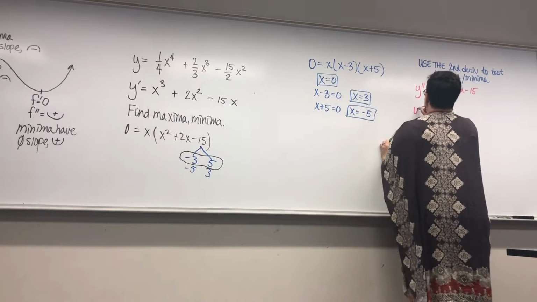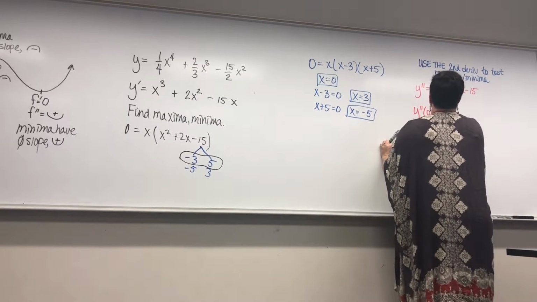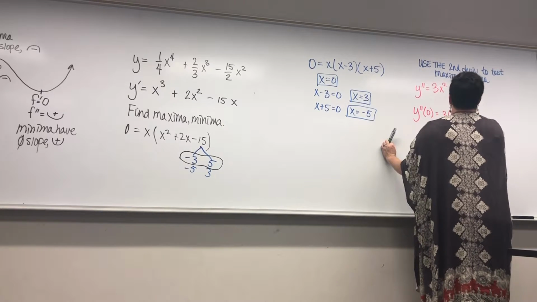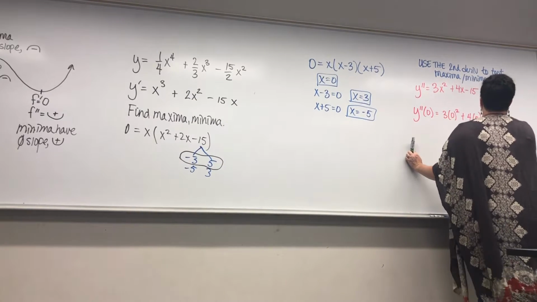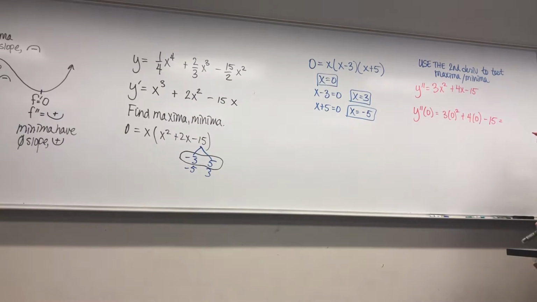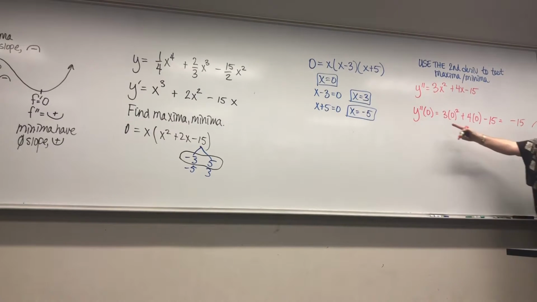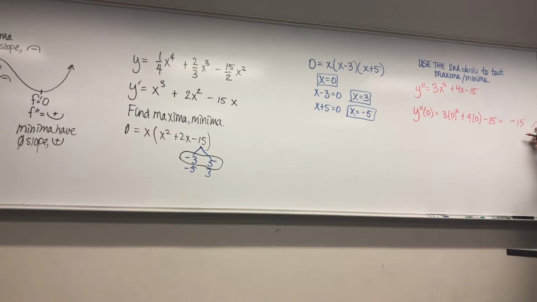So let's start with the 0. Y double prime at 0 gives me 3 times 0 squared plus 4 times 0 minus 15 equals what? Negative 15. It's the sign we care about. So when x equals 0, this function is concave down. Is it a max or a min? It's a max. So we have a max at x equals 0. Box that.